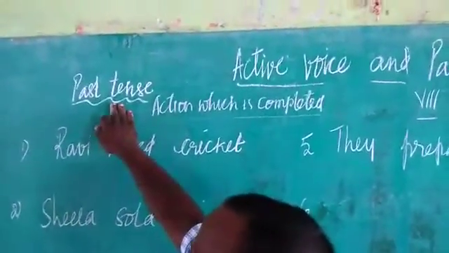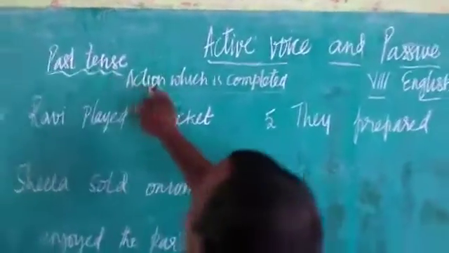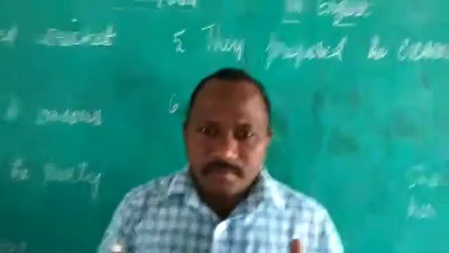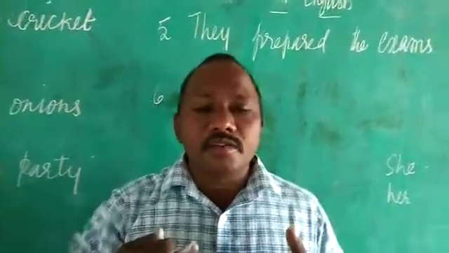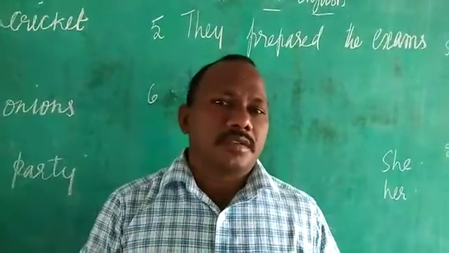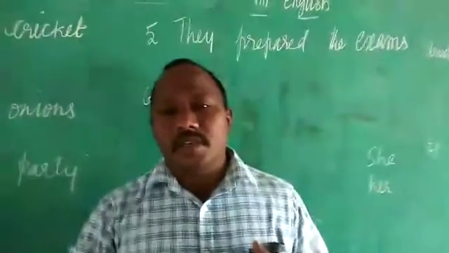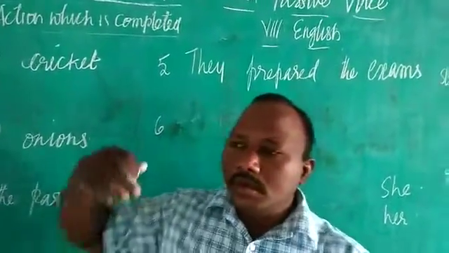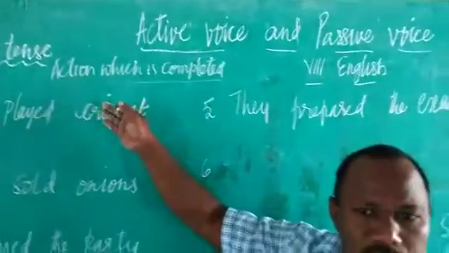Okay, before I go into the sentence, let me tell you what is past tense. Past tense means, children, the action which is completed. That means action which is over. So there you can see the V2 form of the verb in the sentence, or the past tense of the verb of the sentence. As I told you, past tense means action which is already completed.